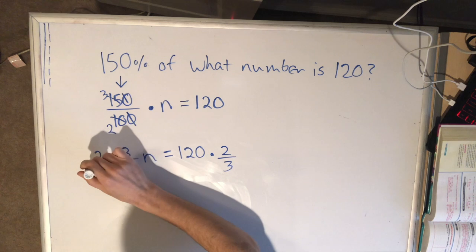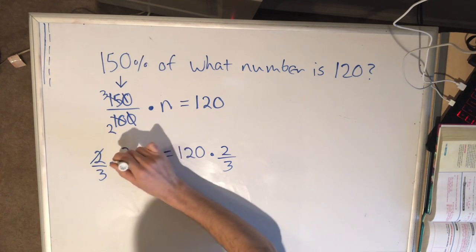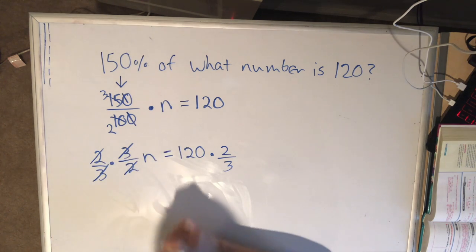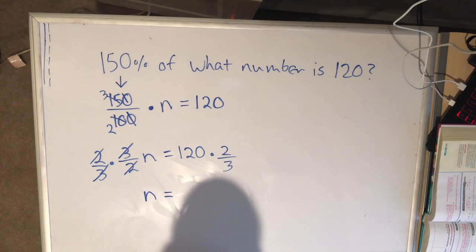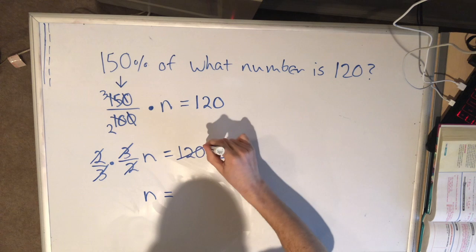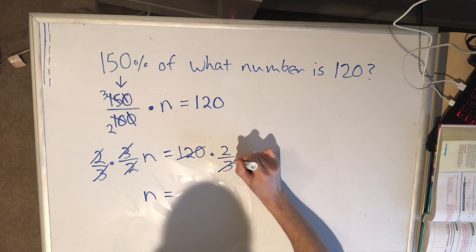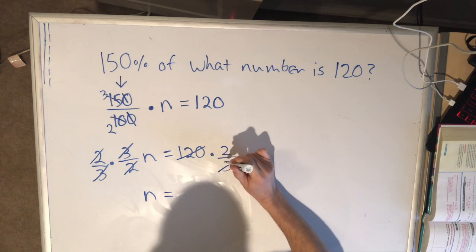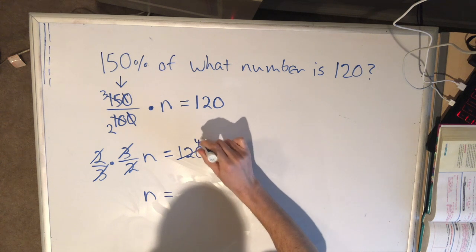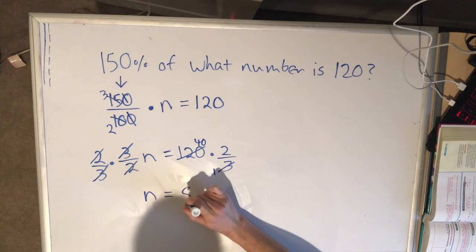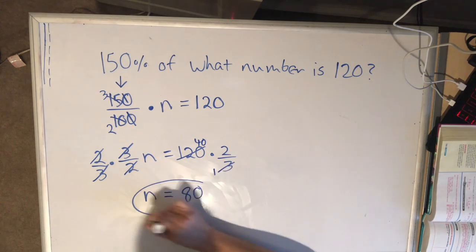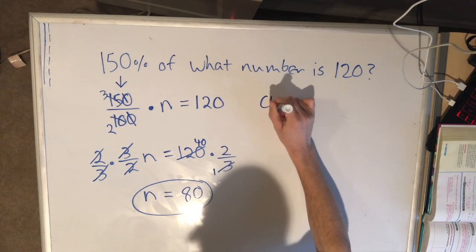So now we can cancel out 2 on top with 2 on the bottom and 3 on top with 3 on the bottom when multiplying. So we're left with n isolated on the left side. 120 on top cancels out with 3 on the bottom if you divide each by 3 to get 40 and 1. And 40 times 2 is 80. 80 over 1 is 80. So n equals 80. And let's check the answer.